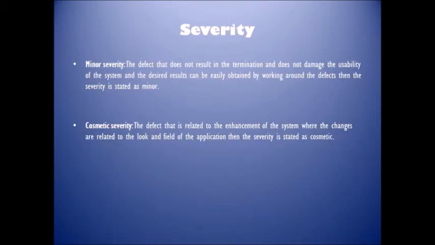The defect that does not result in the termination and does not damage the usability of the system, and the desired results can be easily obtained by working around the defects, then the severity is marked as minor. The defect that is related to the enhancement of the system where the changes are related to look and feel of the application, then the severity is marked as cosmetic.